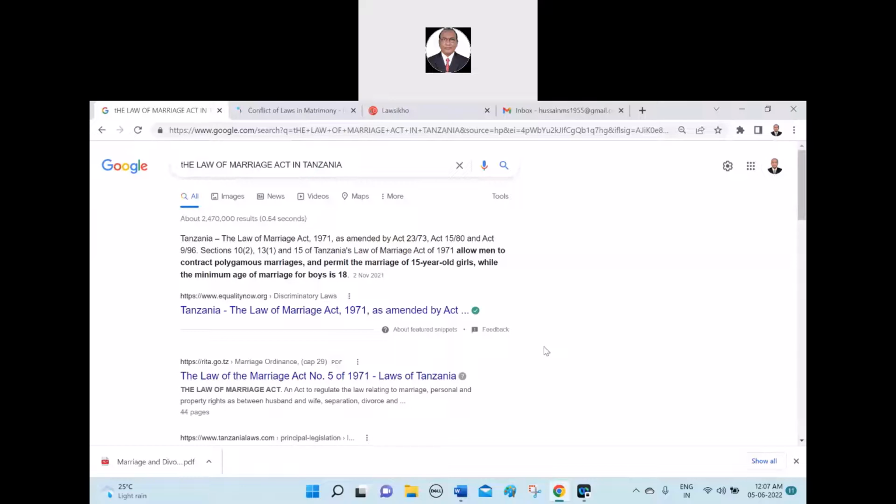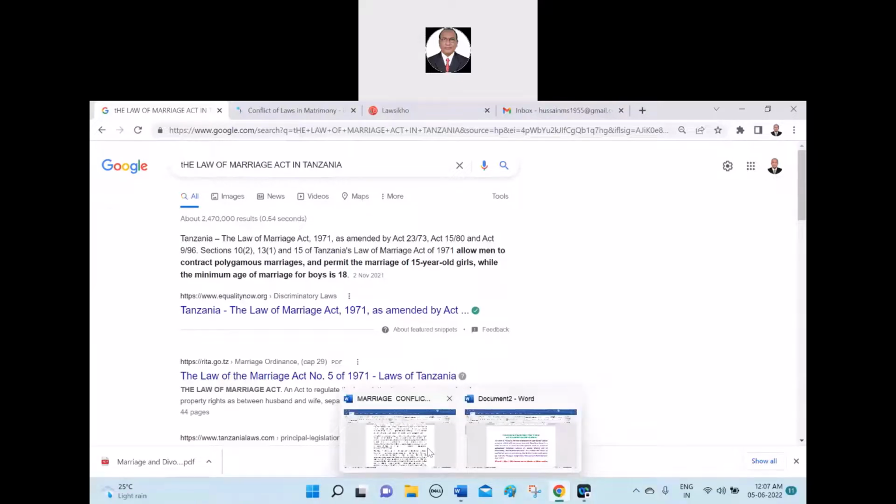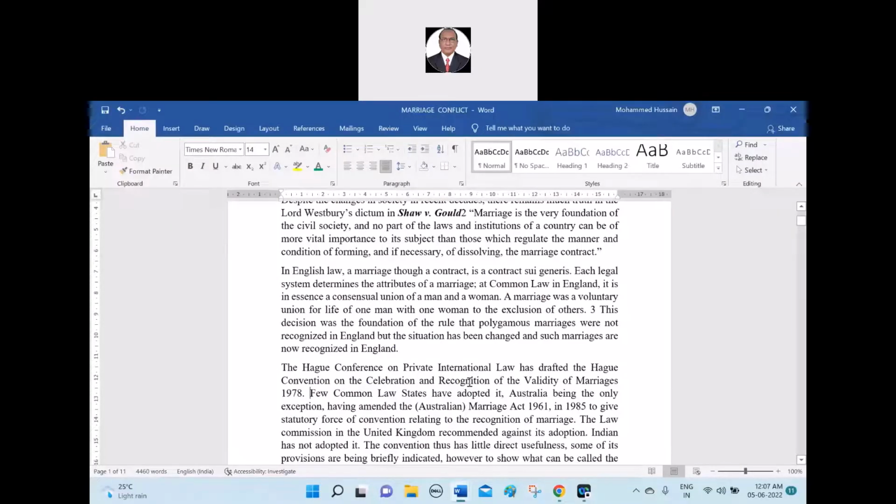So it says that it is an act to regulate the law relating to marriage, personal and property rights as between the husband and wife, separation, divorce, and everything will be given in the Law of Marriage Act. Okay. So now let us go back to our point. So there is a Marriage Act of 1971, and I believe there are amendments. Is it or not? Has any amendment been made in the Marriage Act of 1971? Answer?